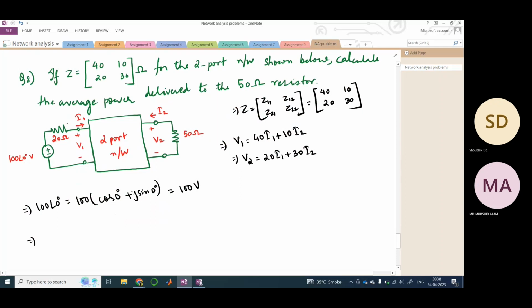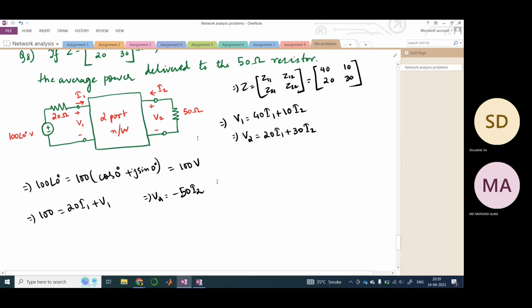So we can write the equation at this part. This would be how much? 100 equal to 20 I1 plus V1, and similarly what would be V2 and I2? This would be minus 50 I2, right? Now we need to find out what is I2, and after that we can apply I square R, right?